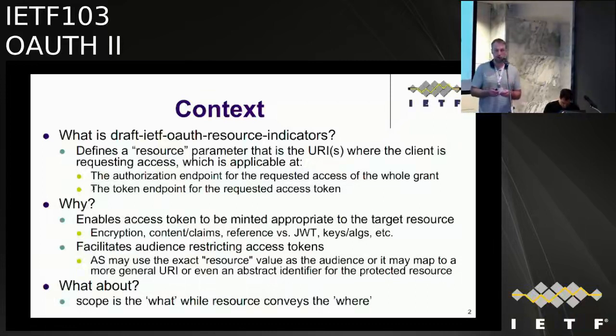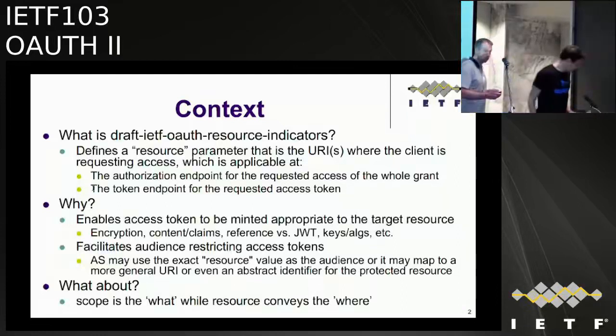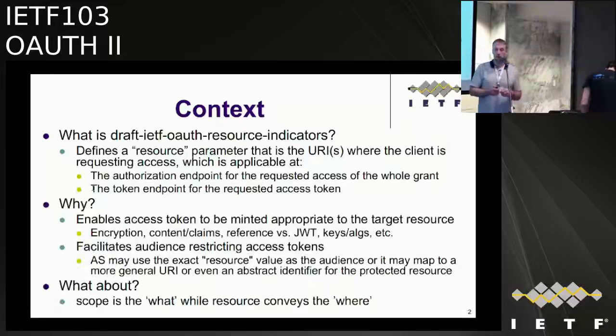Why are we doing this? There are a lot of reasons, but largely because knowing the target resource where the access token is going to be used enables that token to be minted and constructed appropriately to that resource itself, and that might involve encryption. The content or claims in the token might vary based on the target, whether you want a reference style token or a self-contained JWT. Various keys or algorithms might vary based on the target resource, et cetera. It also facilitates proper audience restricting of access tokens.